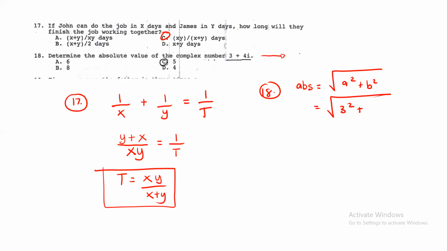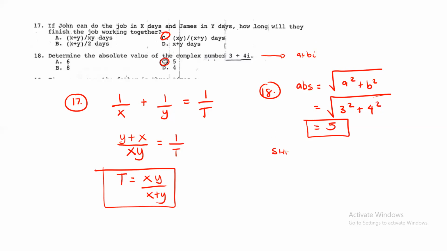Ito kasing complex number natin, a plus bi yan, no? So, yung a dyan, yung 3. Yung b dyan, yung 4. So, magiging sagot dyan is 5. So, yan na yung sagot. The answer is letter C. So, may shortcut naman tayo dyan, no?